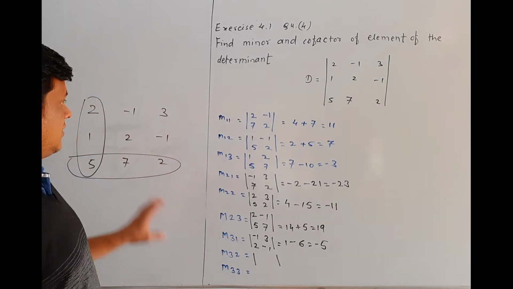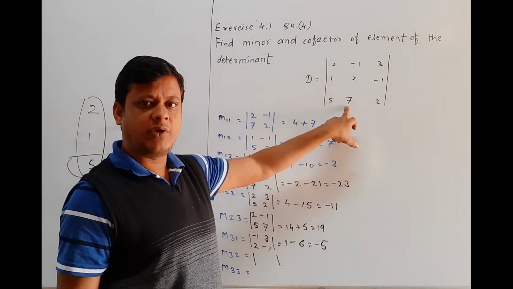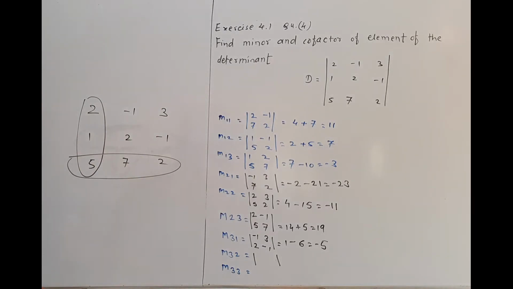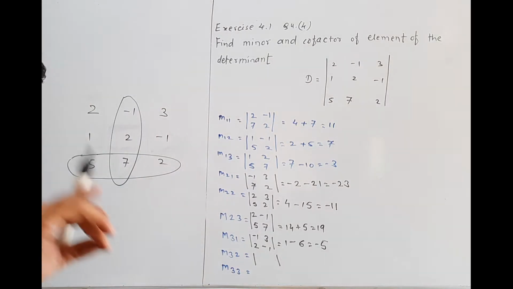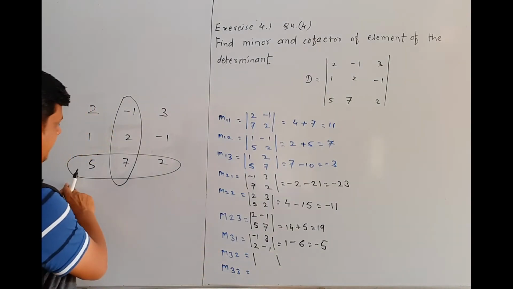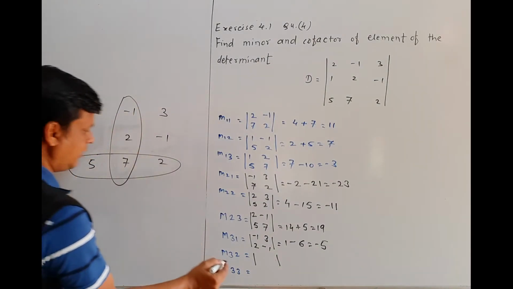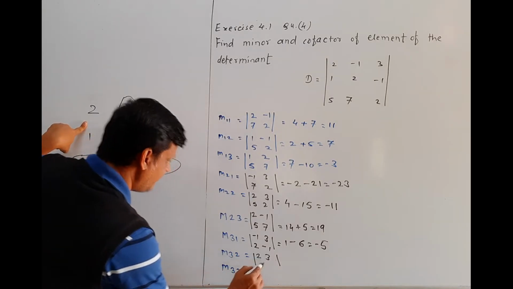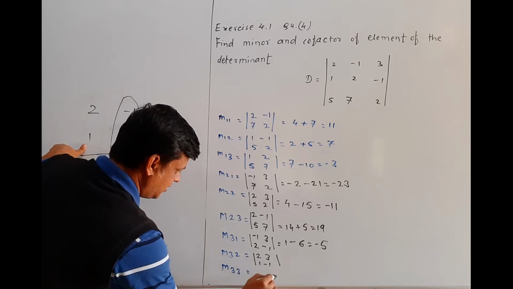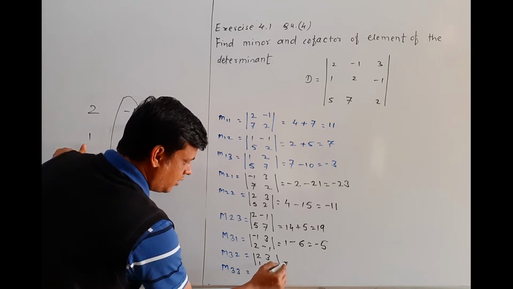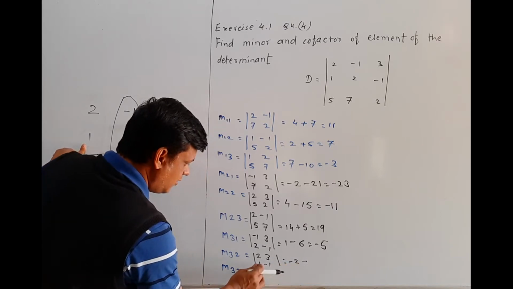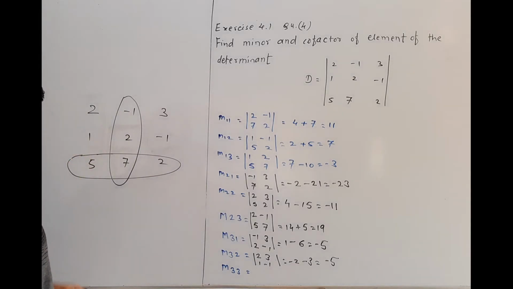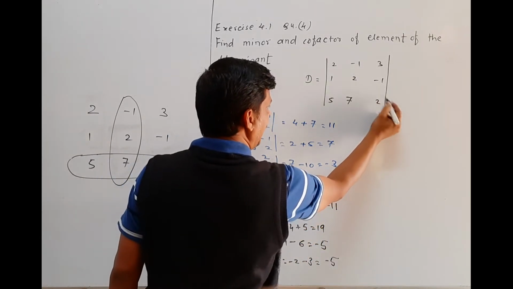m32, that is the minor of this element 7. So we have to skip the third row and second column. For calculating m32 we skip the third row, second column, and we have to calculate the determinant having elements 2, 3, 1, minus 1. Now calculate this: 2 into minus 1 we get minus 2, minus 1 into 3 is 3, which is equal to minus 5. Then last we have to find the minor of these 2.